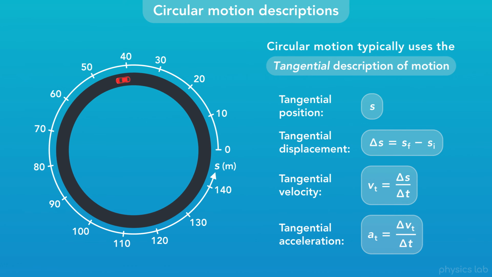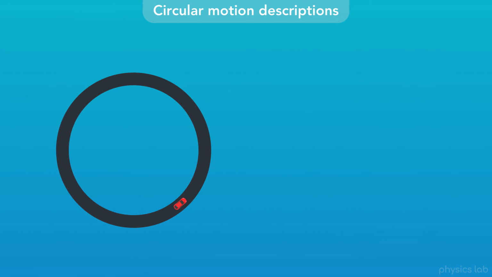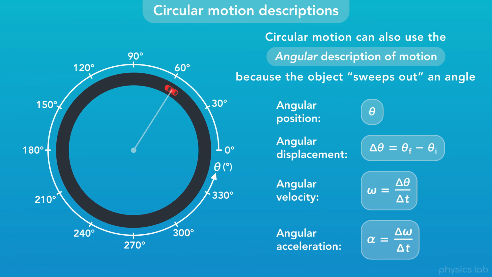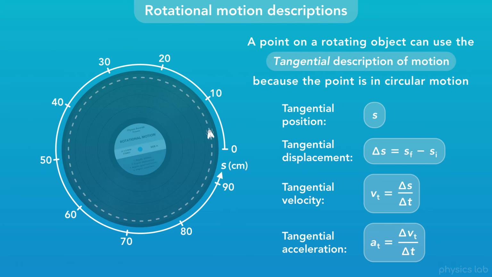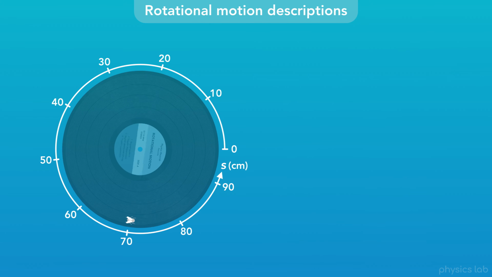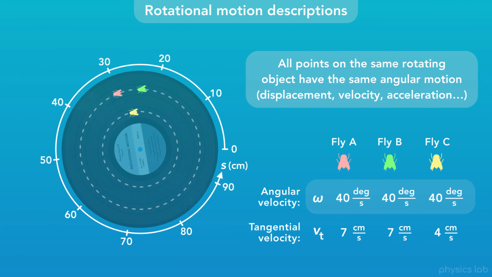Circular motion typically uses the tangential description of motion. However, circular motion can also use the angular description of motion because the object sweeps out an angle as it moves. On the other hand, rotational motion typically uses the angular description of motion. But a point on a rotating object can use the tangential description of motion because the point is in circular motion. Also, all points on the same rotating object will have the same angular motion. However, those points will have different tangential motions if the points are different distances from the center.